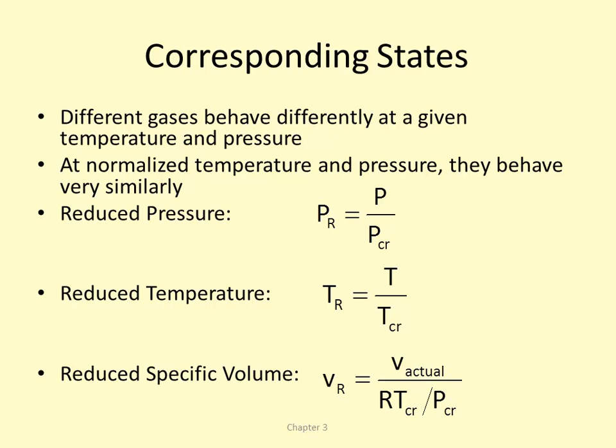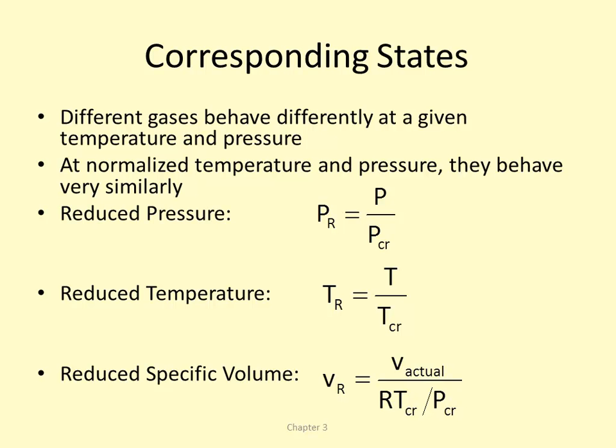That's called the principle of corresponding states, because although different gases behave differently at different temperatures and pressures, if we normalize each of those gases by their critical point, they all behave very similarly. So the reduced pressure is the pressure divided by the critical point pressure, and the reduced temperature is the temperature divided by the critical point temperature. And we can do something similar for specific volume. These critical point pressures and temperatures are dependent on which gas we're dealing with. Okay, so these values are tabulated also.